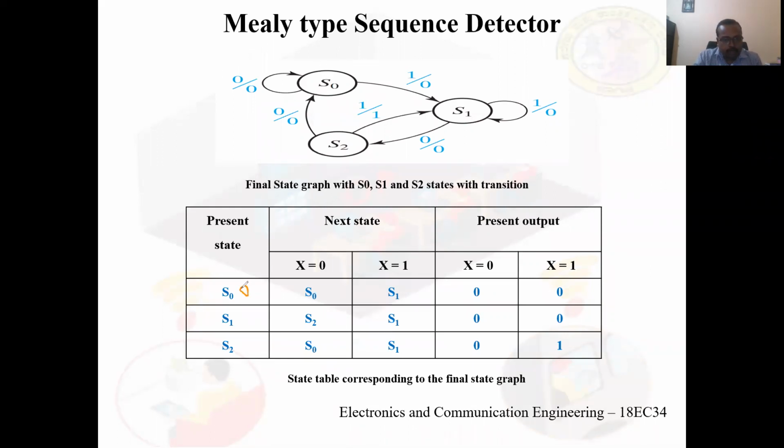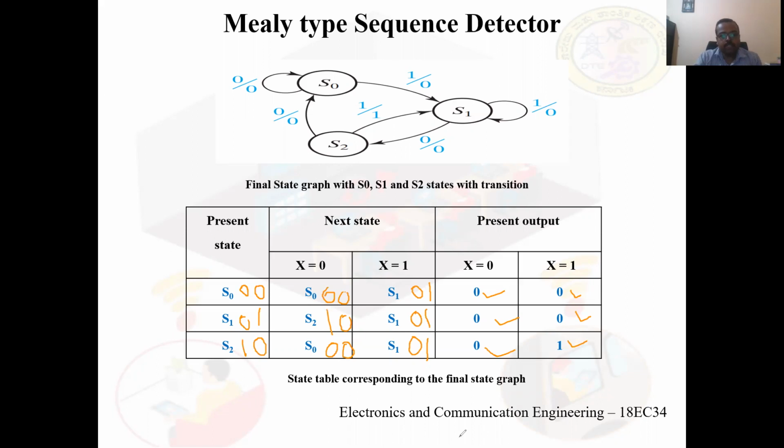Here we write 0, 0, 0, 1 and 1, 0. Similarly, S0 is nothing but 0, 0. S2 is 1, 0. And S1, what do we have? 0, 1, 0, 1, 0, 1. Similarly, this is 0, 0, 0, 0, this is 0, and this will be 1 here.